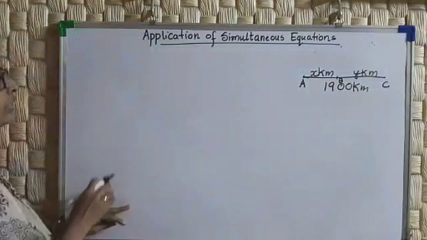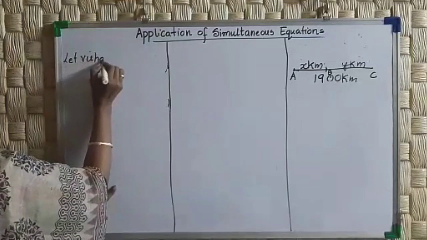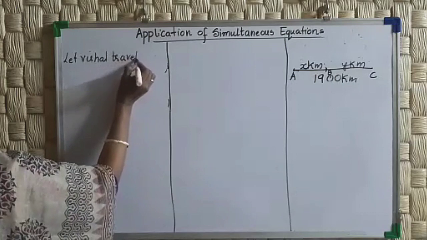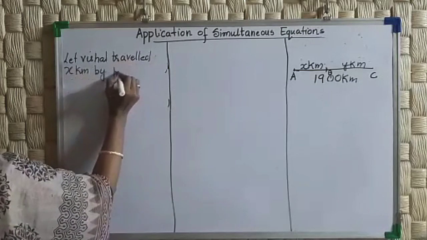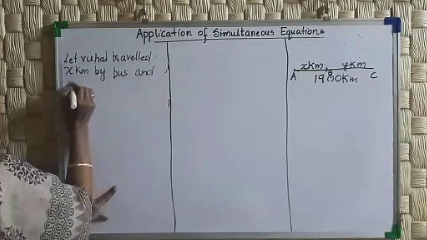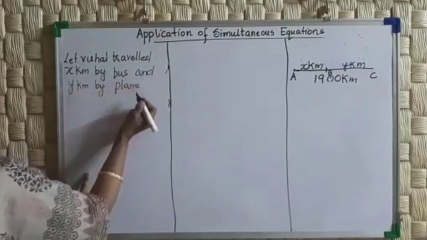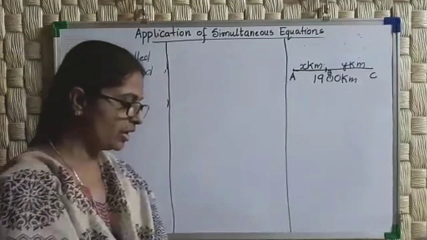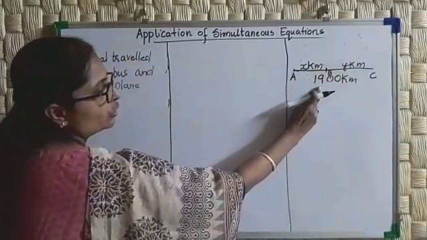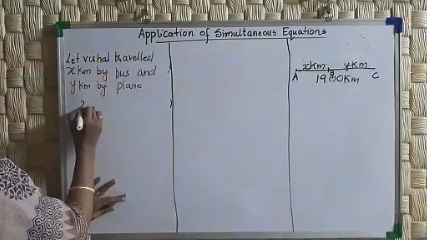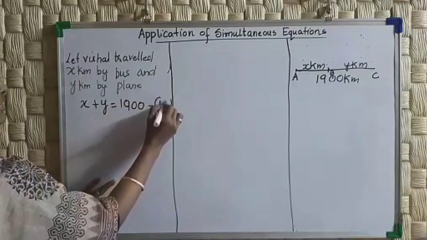So let's write the statement. Let Vishal travel X kilometers by bus and Y kilometers by aeroplane. So according to the first condition, the equation framed will be X plus Y equal to 1900. This is the first equation.